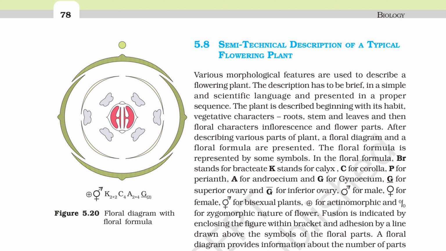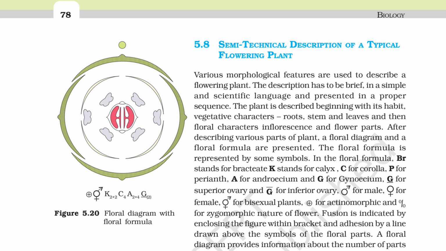Semi-technical description of a typical flowering plant. Various morphological features are used to describe a flowering plant. The description has to be brief, in a simple and scientific language, and presented in a proper sequence. The plant is described beginning with its habit, vegetative characters, roots, stem and leaves, and then floral characters, inflorescence and flower parts. After describing various parts of the plant, a floral diagram and a floral formula are presented.